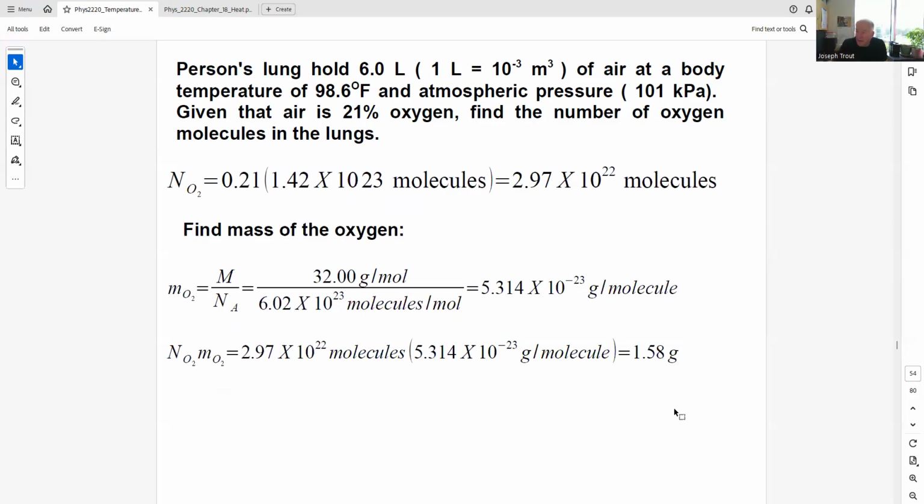Then we can multiply that by the mass of an oxygen molecule. So we get 32 grams per mole from the periodic table, and divide it by Avogadro's number, and we get the grams per molecule. So now we have the number of oxygen molecules times the mass of one oxygen molecule. We get about 1.58 grams.